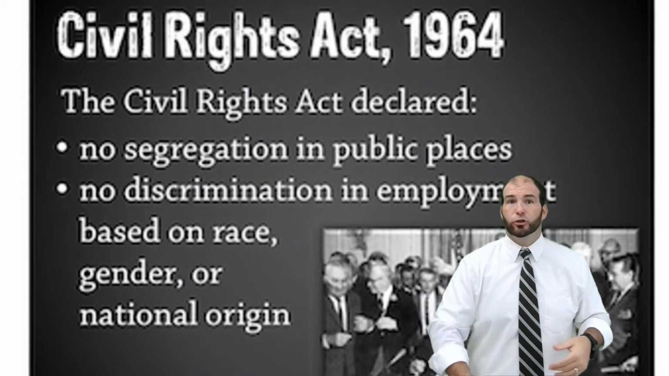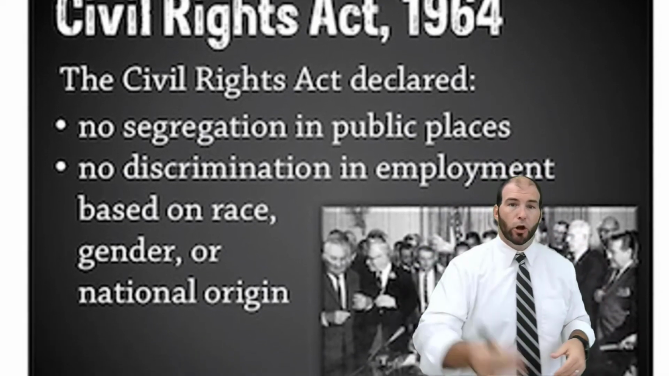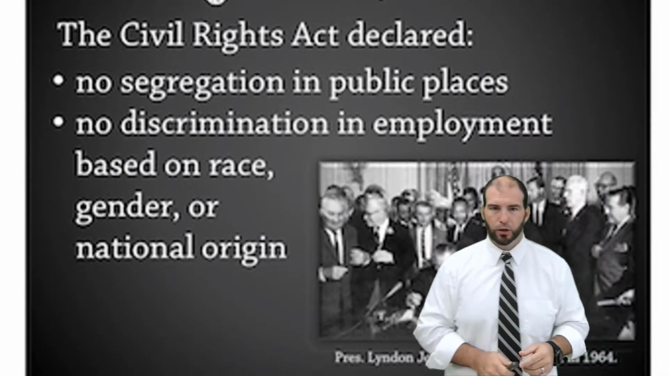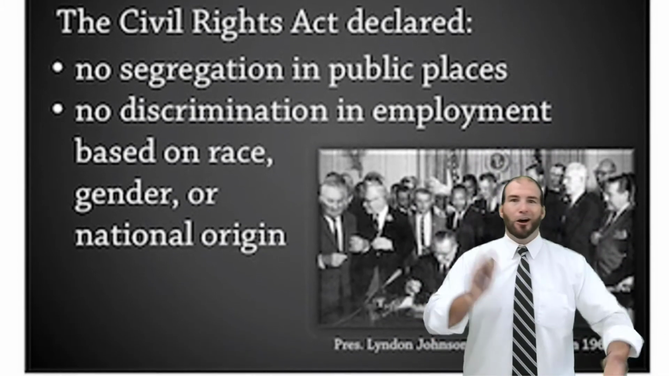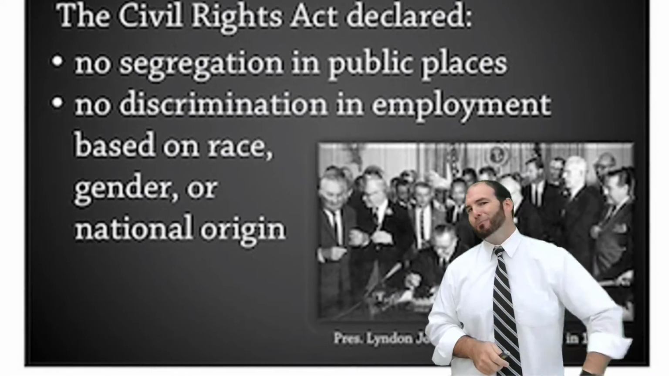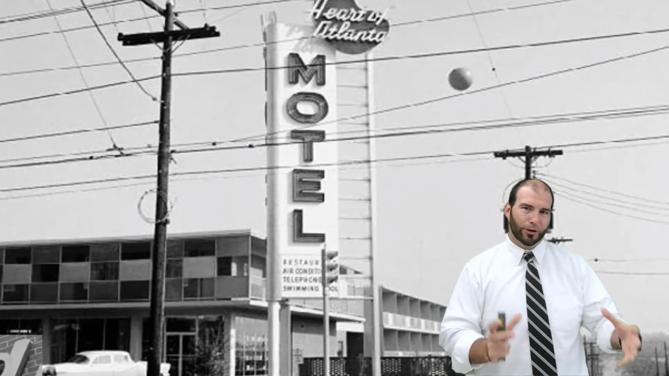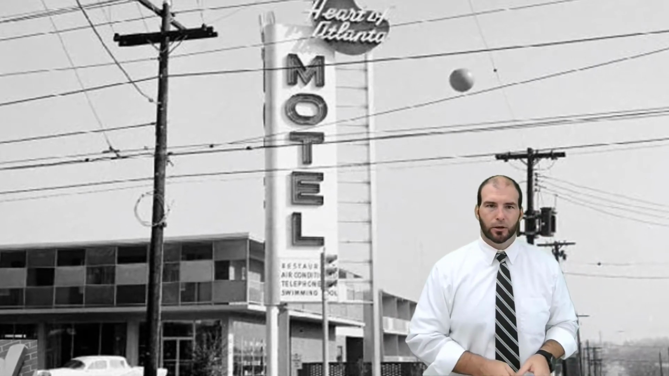It says there is no segregation in public places, no discrimination in employment based on race, gender, or national origin. All right. So, hey, overdone with, right? Well, that brings us to our Supreme Court case, which is the Heart of Atlanta Motel versus the United States.